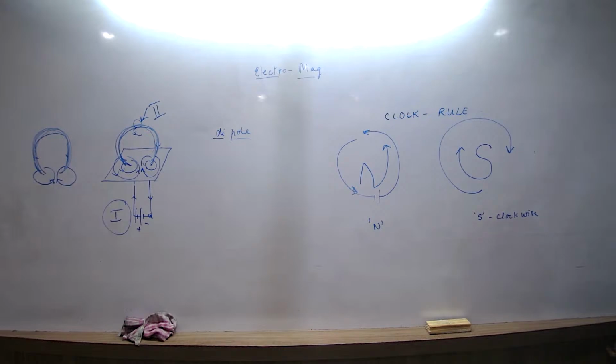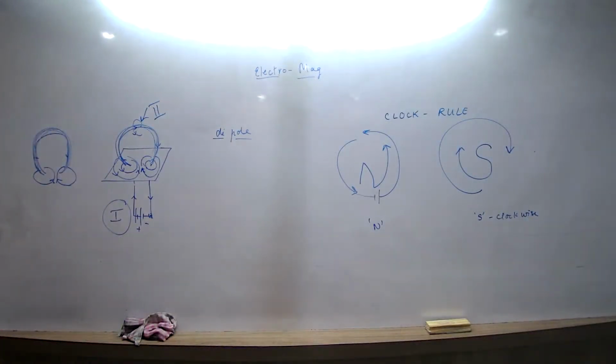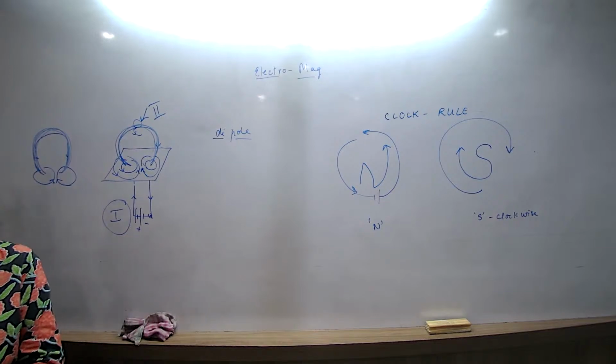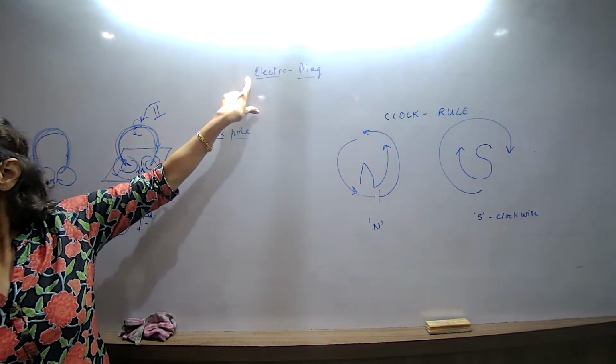Do you think this magnet is a temporary magnet or a permanent magnet? Why do you think it's a temporary magnet? Because it's only a magnet when electricity is passed. Correct. It's going to behave like a magnet only when you're passing electricity. The moment you switch it off, it is not going to behave like a magnet. Therefore, an electromagnet is a temporary magnet.